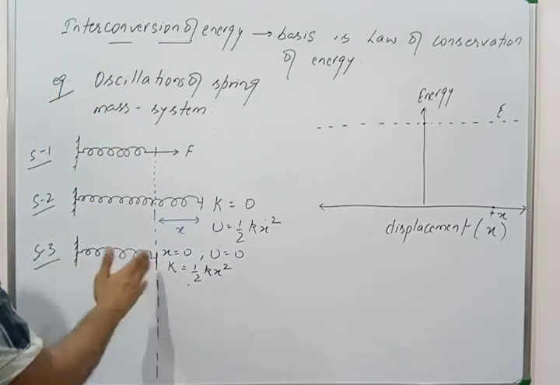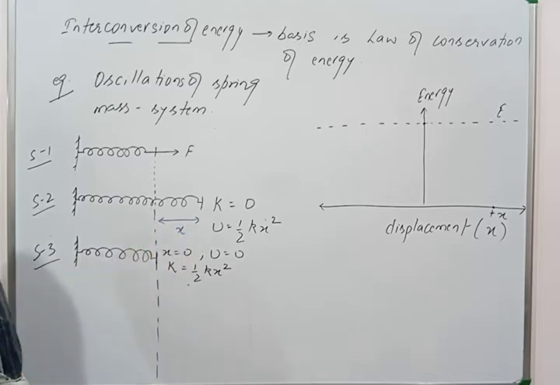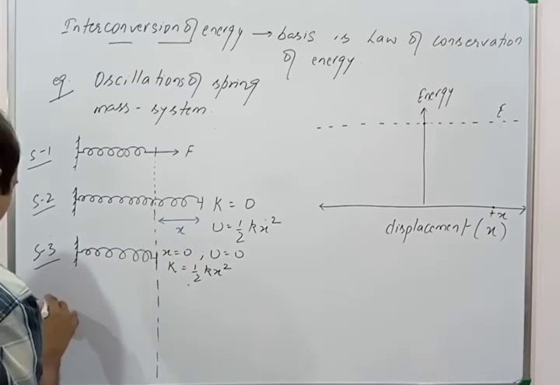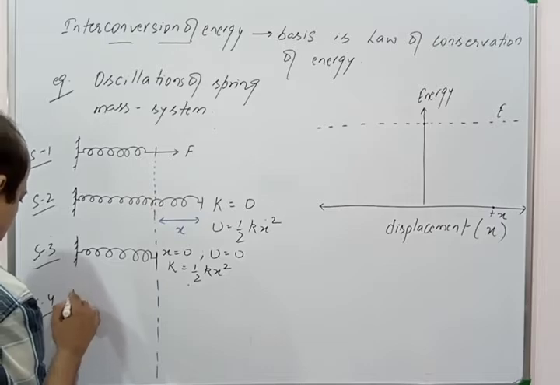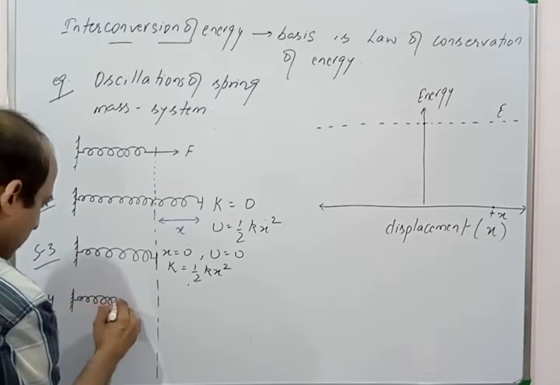फिर क्या होगा? Will the spring stop here? The answer is no. Due to inertia of motion, the spring is going to cross this position and reach state 4, and will be compressed by some amount. कितना?